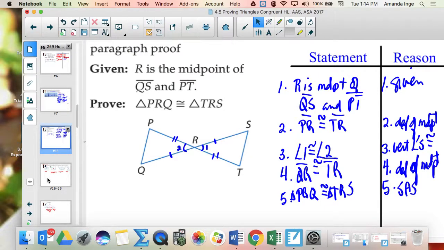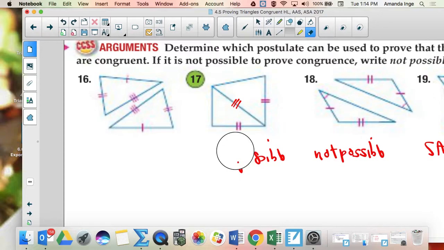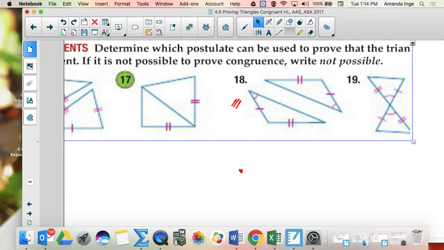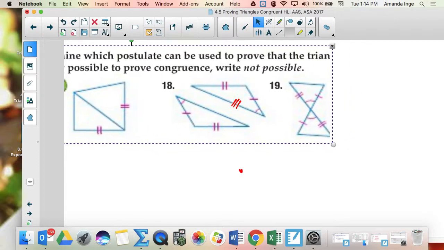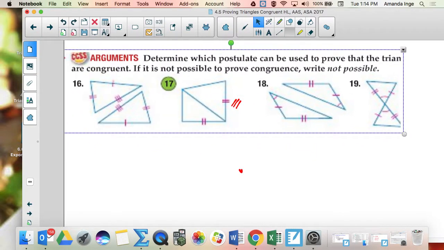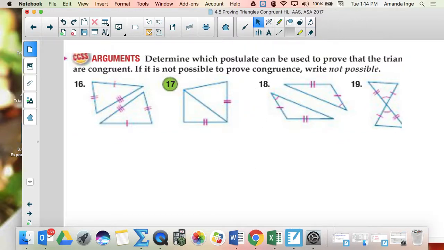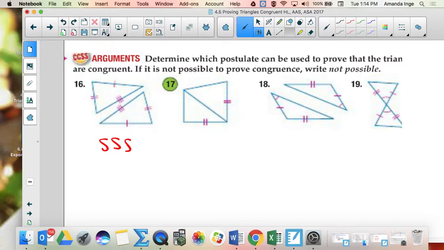All right, the next couple of problems are similar to what you did on that worksheet, okay, where you're asked to determine which congruence applies. Make it smaller again. Well, the first one's easy. What is it? Side, side, side. Because we have all the sides. What about the next one? Do you have enough information? No. Not possible. Because we don't have enough information.